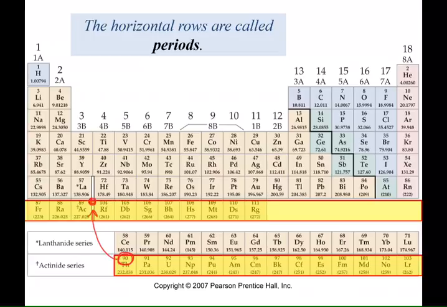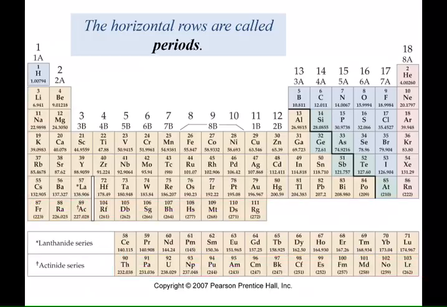So period 7 starts with francium and goes all the way through, jeep, jeep, jeep. That's period 7. All right.